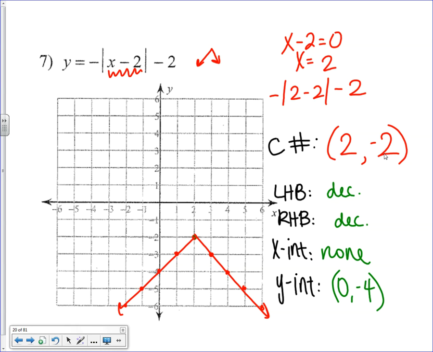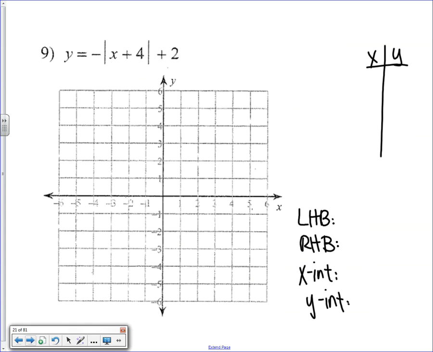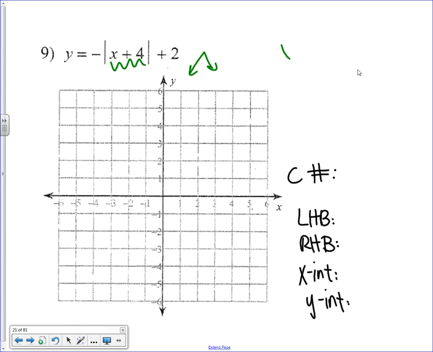I think I might have just 2 more, and then I'll let you finish the rest of them. Good? All right, number 9. Face up or face down? Okay. What will I be setting equal to 0? So what's x? So that is my x coordinate in the critical number. Now we're going to plug it in. So I have negative absolute value of negative 4 plus 4, and then plus 2.